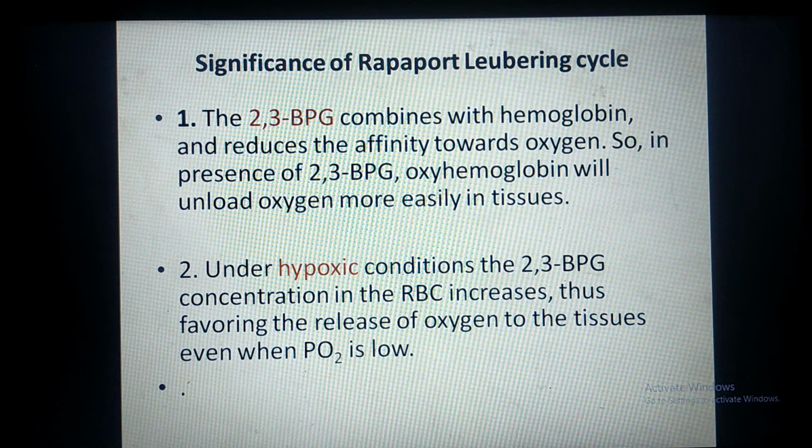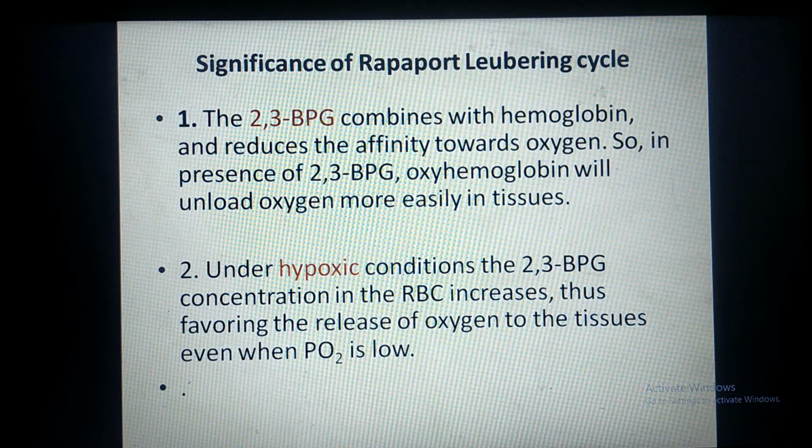If 2,3-BPG is absent, then the hemoglobin molecule binds with oxygen more tightly, hence it is difficult to release the oxygen to the tissue. Therefore 2,3-BPG helps the hemoglobin molecule to release the oxygen to the tissue.